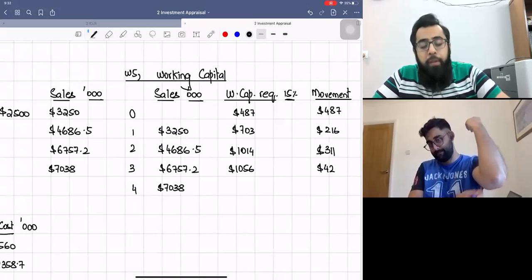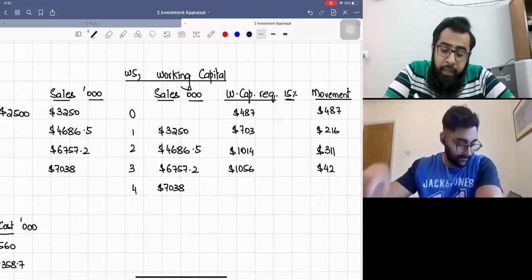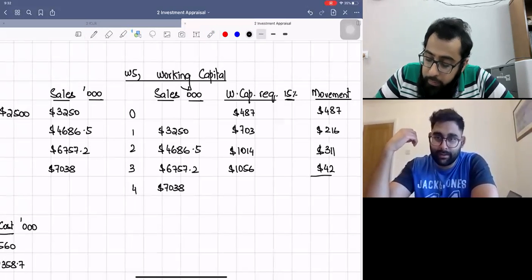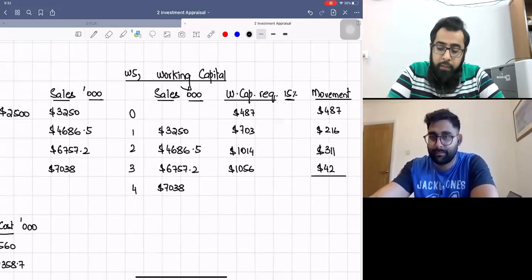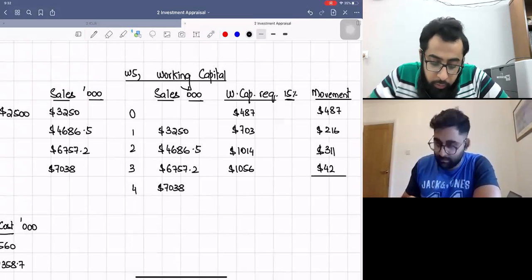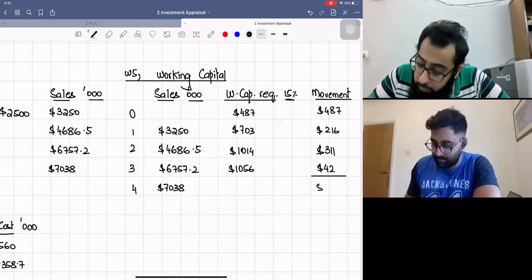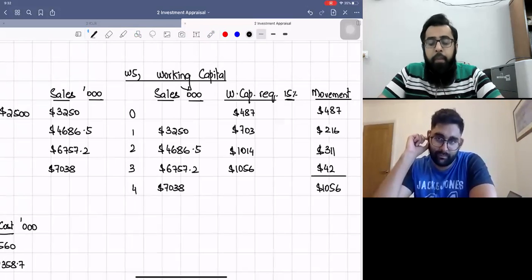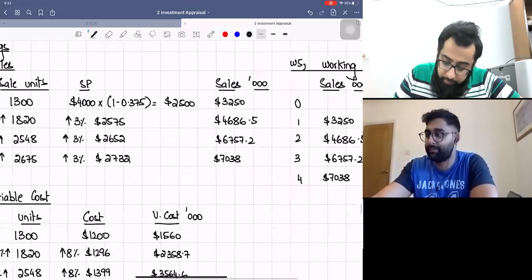In the last year, the entire working capital amount will be recovered. We add that up: 487, 216, 311, and 42. So it is 1056 that will be recovered. Okay, so 487 in year 0.